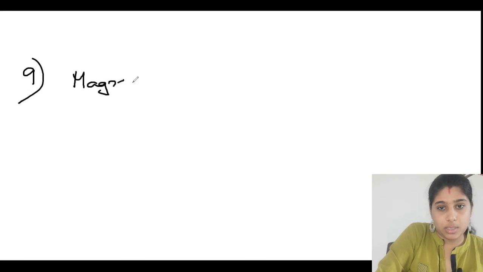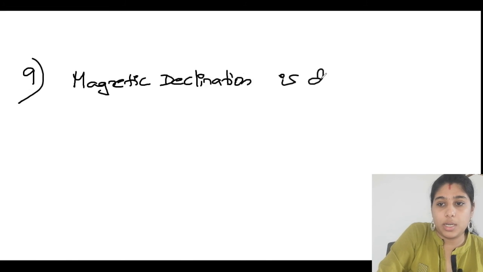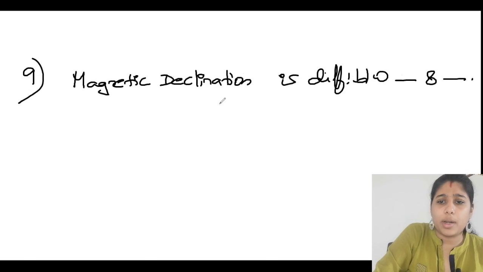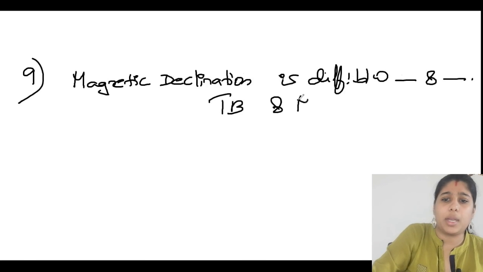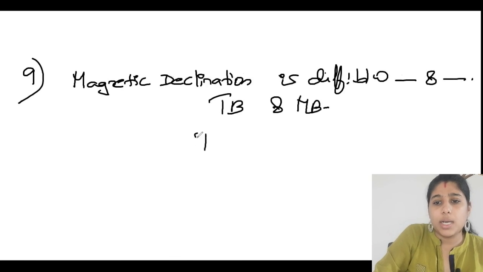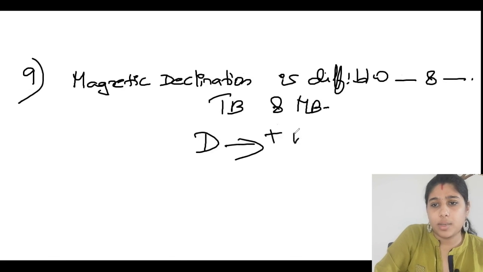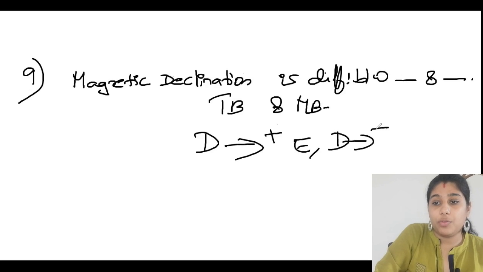Declination will be the difference between what is true bearing and magnetic bearing, and you know that declination is positive when it is east, and declination will be negative when it is west.